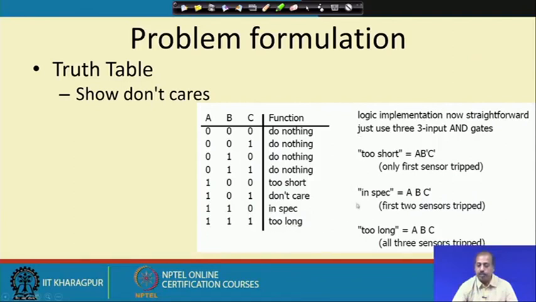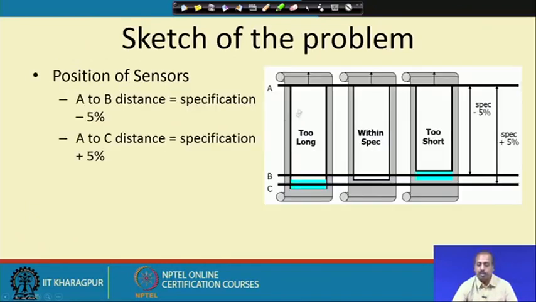So, I can write down the corresponding logic expressions for too short, within specification and too long, and accordingly we can get the corresponding function. I can have a combinational logic based on these A, B, C outputs from this rail. So, from this rail, we can identify whether the rod is within specification, too long or too short.